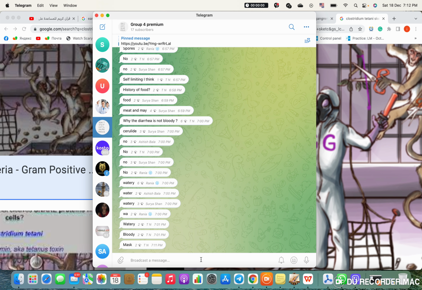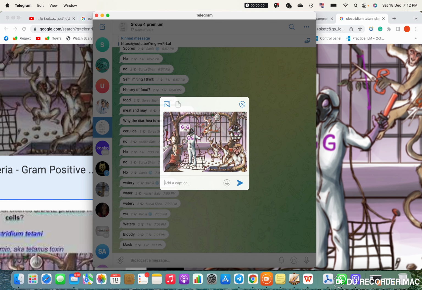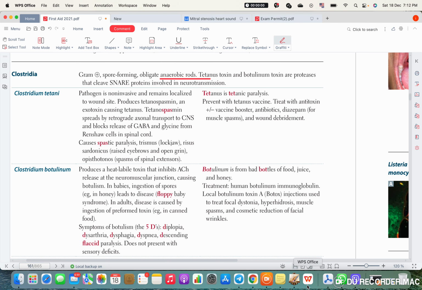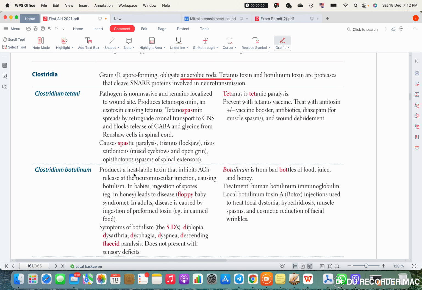Guys, what we are going to learn today is actually pretty high yield. You will at least get 3 to 4 questions from the stuff we are going to speak about today. So the Clostridia tend to be one of the most important things that you must learn overall. Tetanus toxin and botulinum toxin are proteases. So proteases are enzymes that destroy proteins.